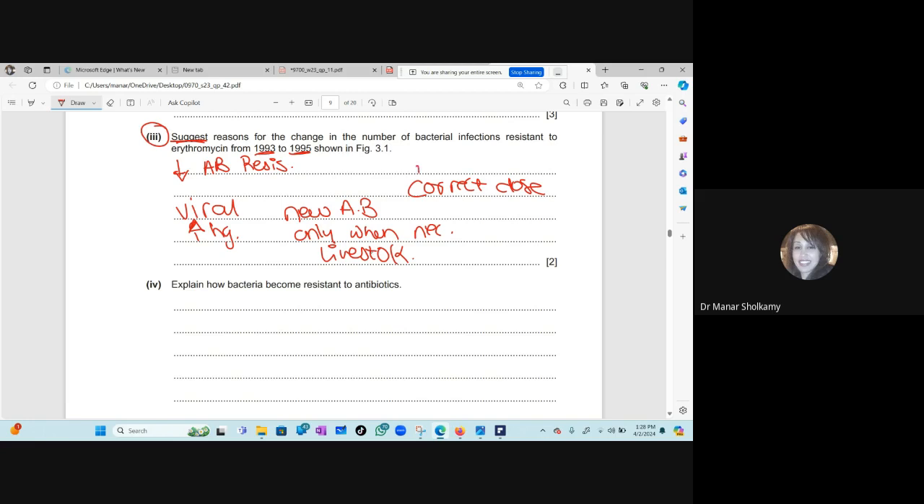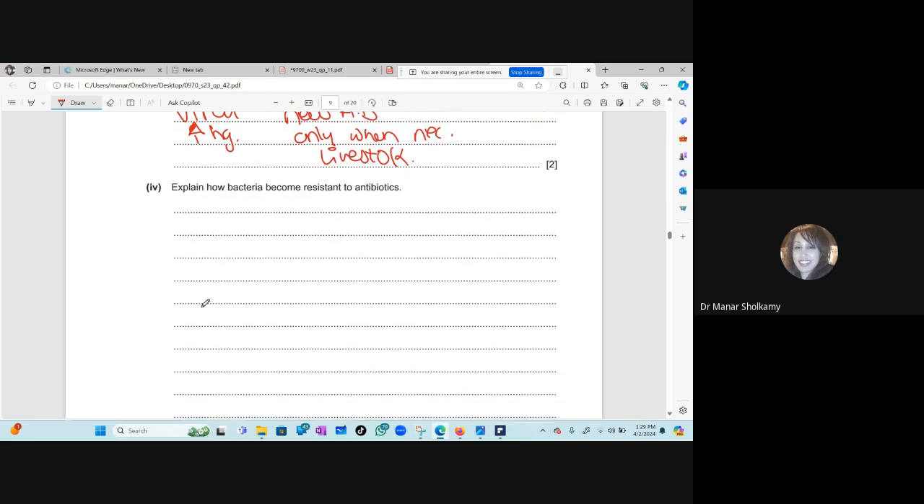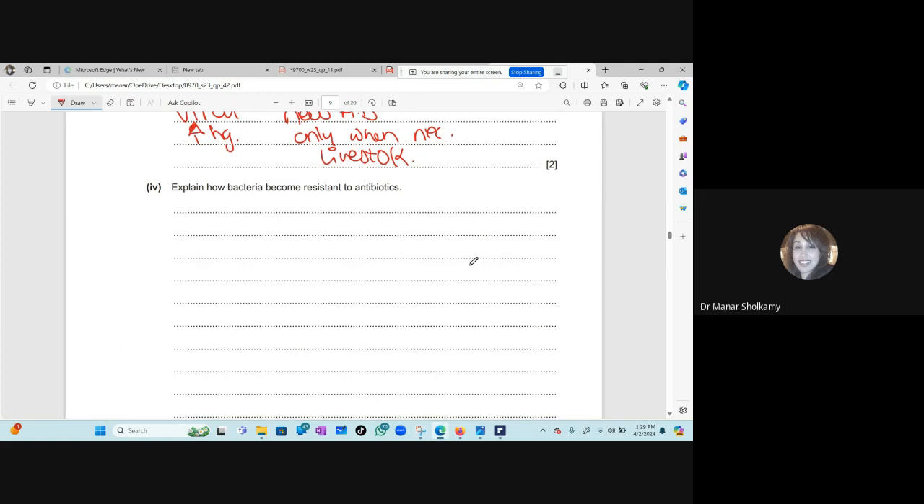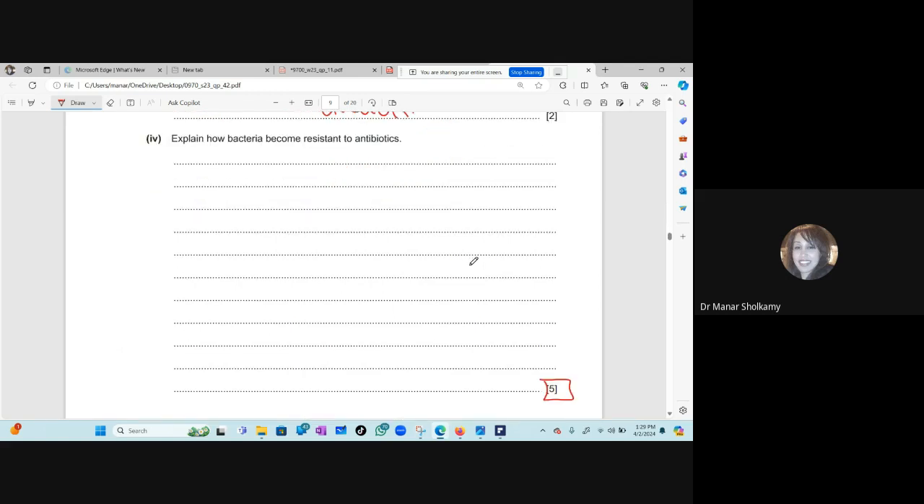We isolated the patients that are sick so that we do not spread the infection. Okay? We don't need to look at the mark scheme and waste time. Explain how the bacteria become resistant to antibiotics. How many marks? 5 marks. Now here we're talking about what? Who will remind me? How does the bacteria become resistant to the antibiotic?